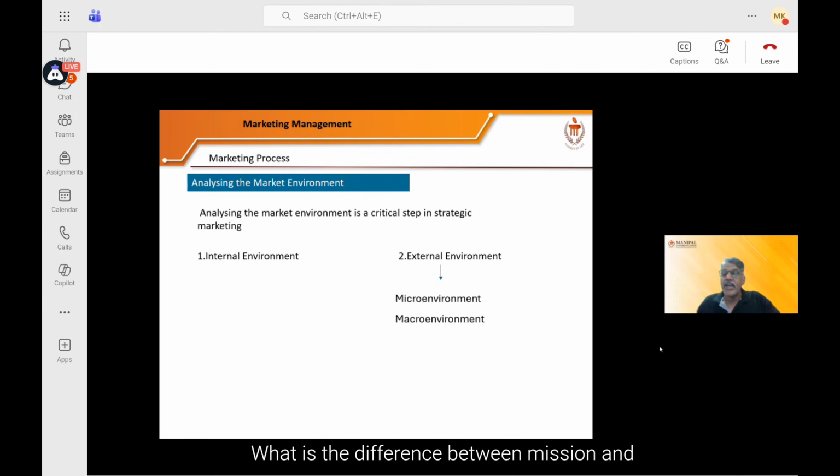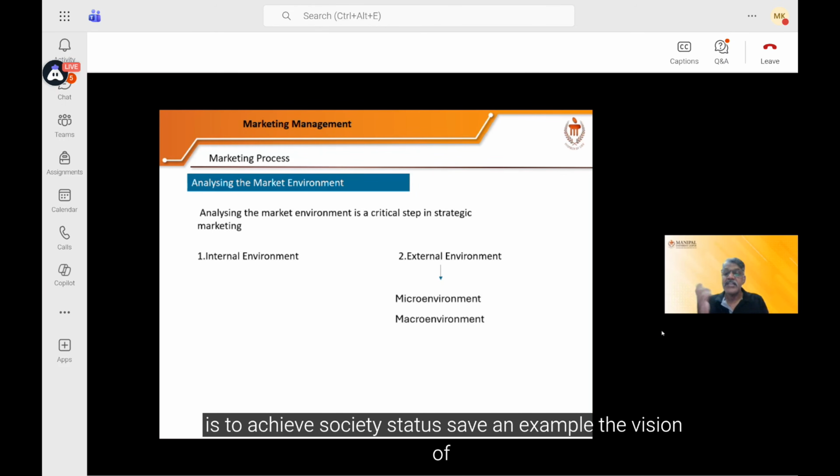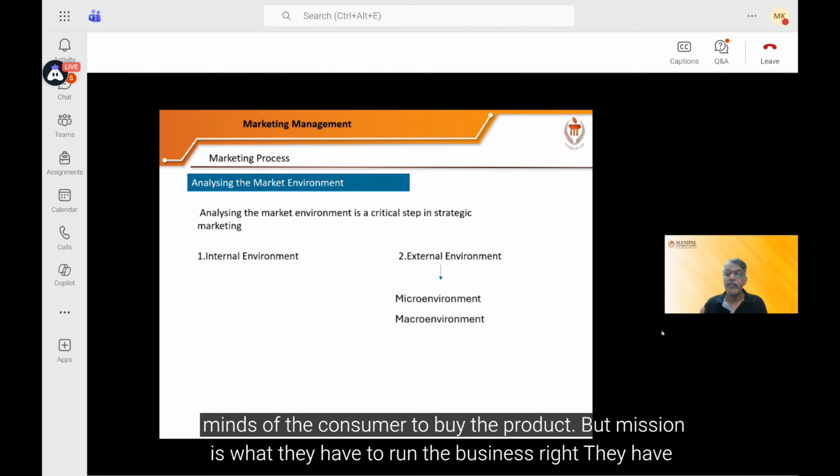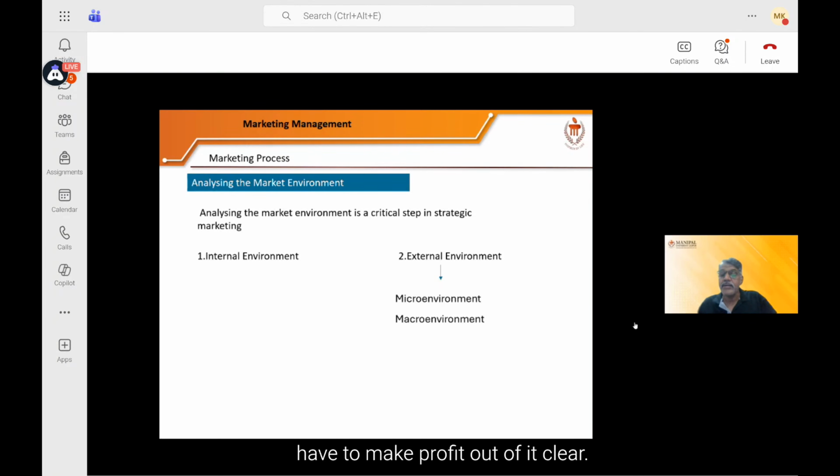What is the difference between mission and vision? Mission comes with a purpose, and vision is generally focusing on the achievements for the society. For example, mission can be to be number 1 in the global market. Vision is to achieve society status. For example, the vision of Tata is that it creates a lot of goodwill and confidence in the minds of the consumer to buy the product. But mission is what? They have to run the business, right? They have to make profit out of it. Clear?